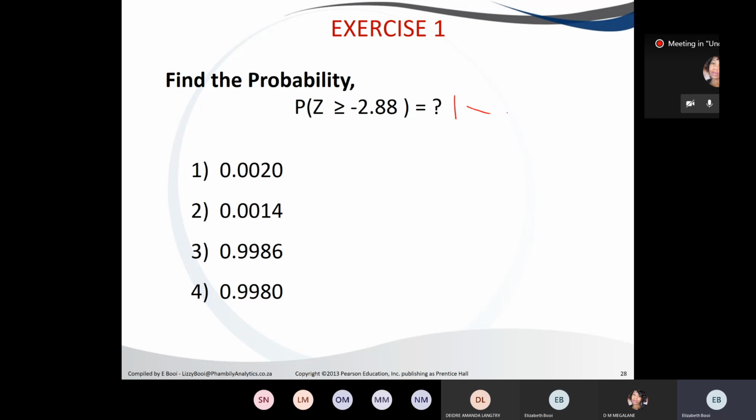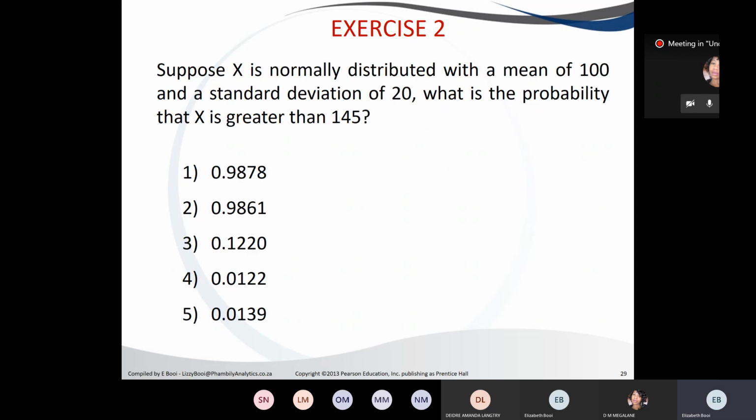So we're going to say 1 minus the value we find on the table, which is 0.0020, which equals 1 minus 0.0020, equals 0.9980, which is option number 4. The next exercise.